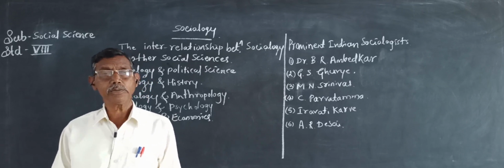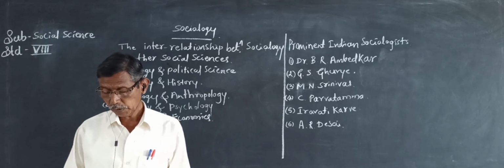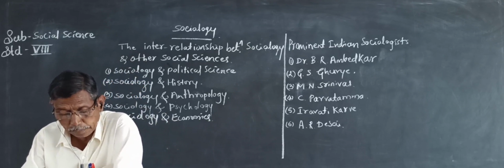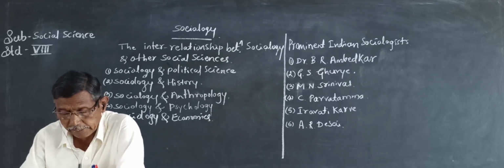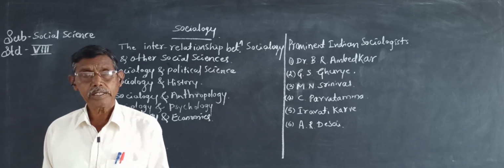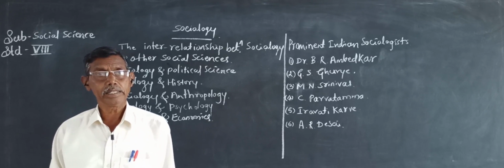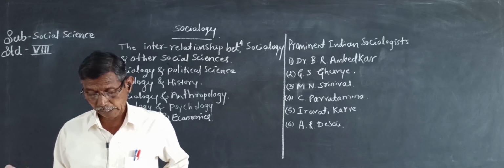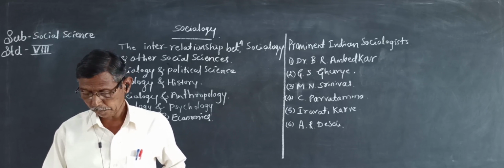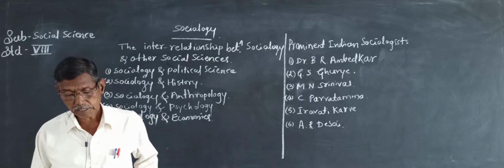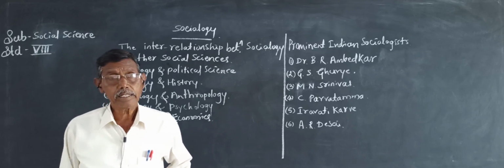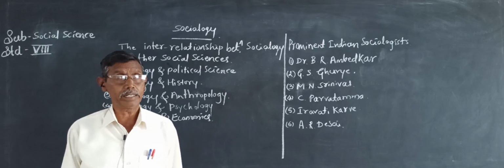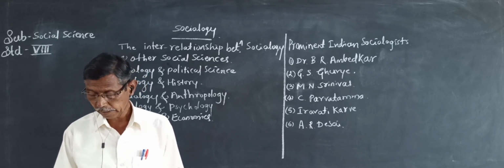M.N. Srinivas, his full name was Mysuru Narasimhachara Srinivas. He was born to Narasimhachara and Rukmini on November 16, 1916 at Mysuru, and he completed his primary and secondary education at Mysuru. He also earned MA, LLB, PhD degrees from Bombay University. He also earned D.Litt from Oxford University. He worked as a professor of sociology in Delhi.